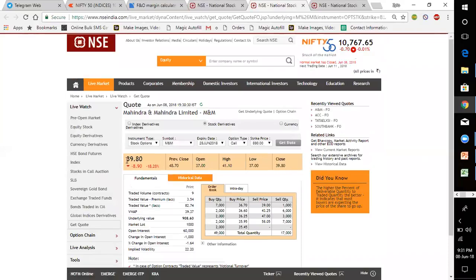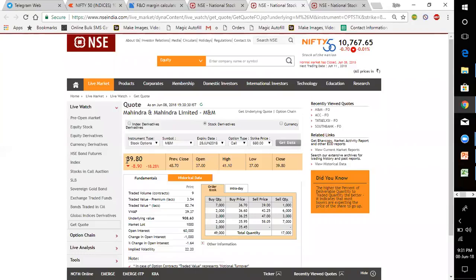So suppose today's price is 900 rupees. So 20 rupees is your intrinsic value. Getting me? Because it's already gone. Whatever the difference between the strike price and the current price is called the intrinsic value. So whenever the cash market price is changing, these in the money call and put options will change drastically compared to the price.